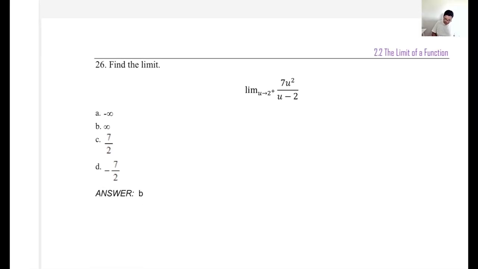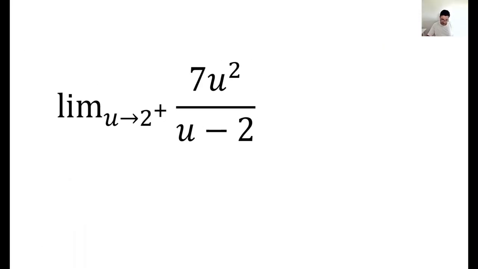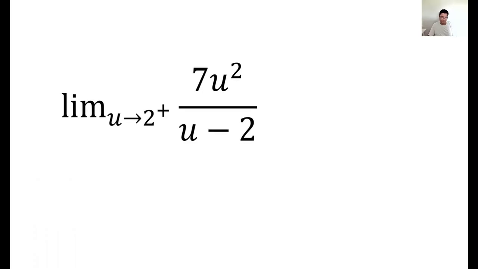Here is one concept I can talk about. You have to find the limit here, and you're approaching from the right. Okay, u approaches 2 from the plus side. So if you approach from the right, that u minus 2 will be positive 0, 0 plus, greater than 0, but small.